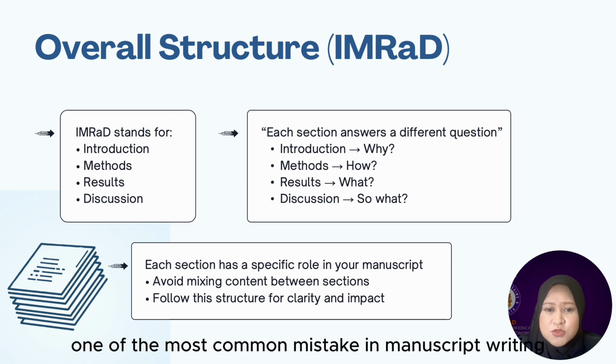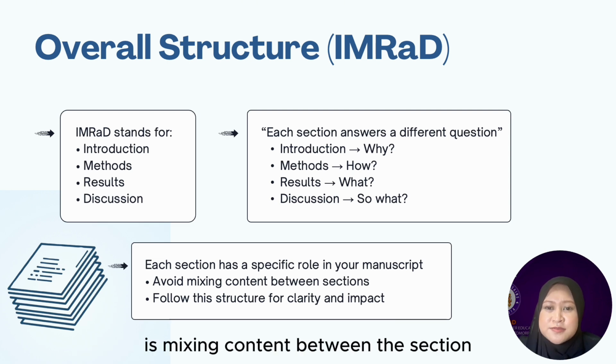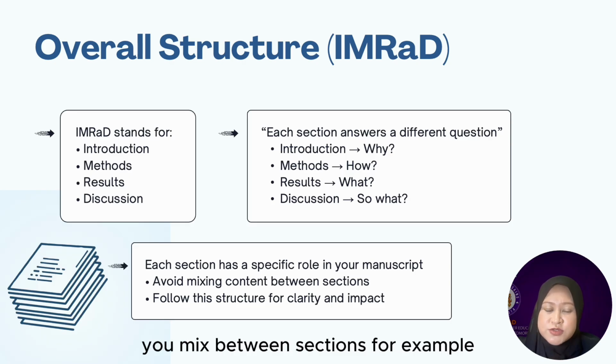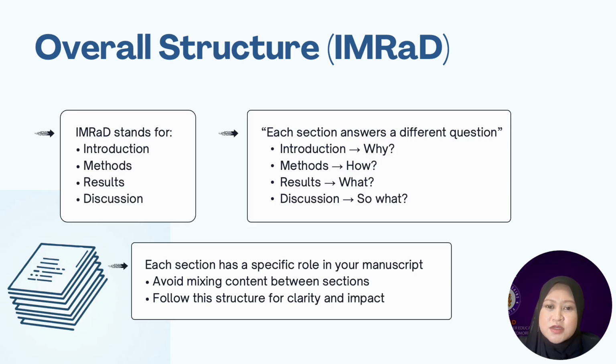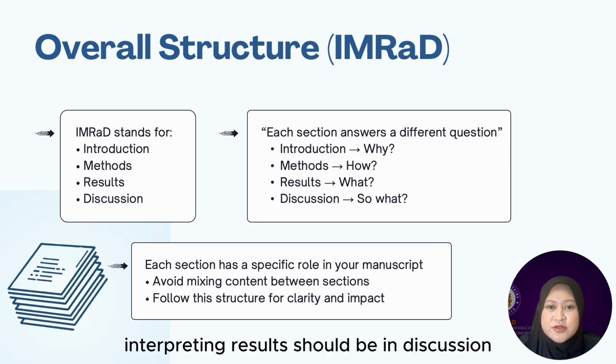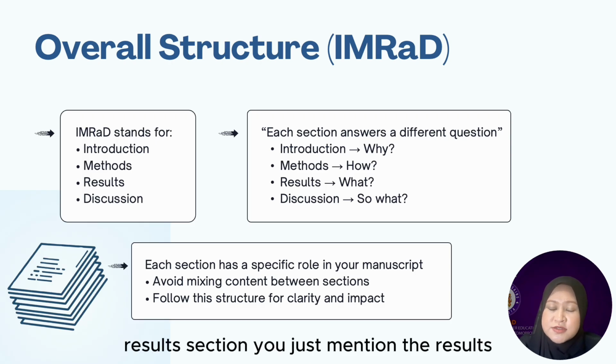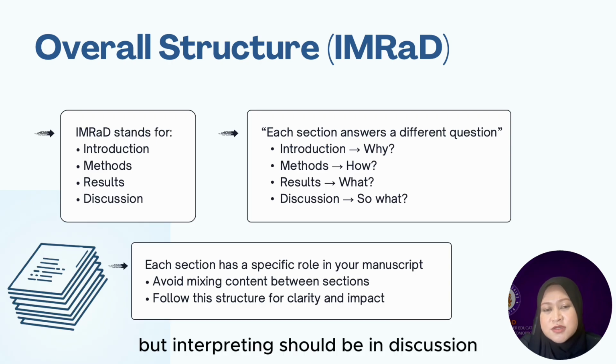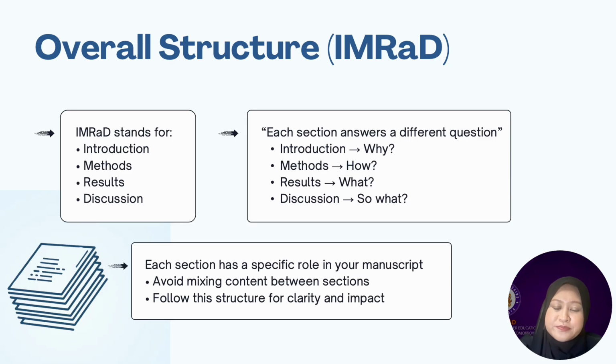So one of the most common mistakes in manuscript writing is mixing content between the sections. For example, you interpret results in the results section. Interpreting results should be in the discussion, not in the results section. In the results section, you just mention the results, but interpreting should be in the discussion.